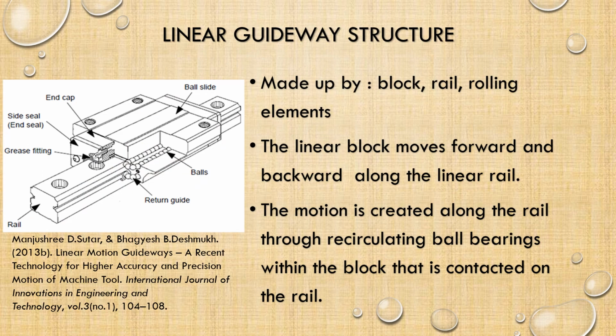Linear guideway is made up of the block, rail and the rolling elements. The linear block moves forward and backward along the linear rail. The motion is created along the rail through the recirculating ball bearings within the block that is in contact with the rail.